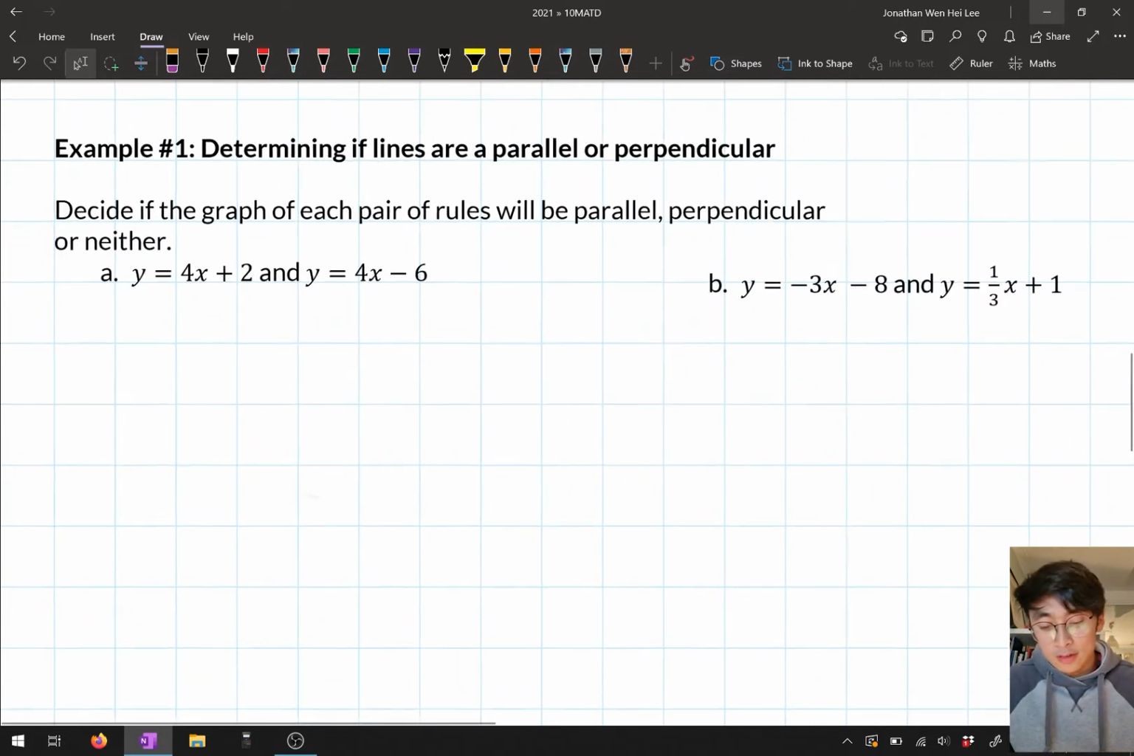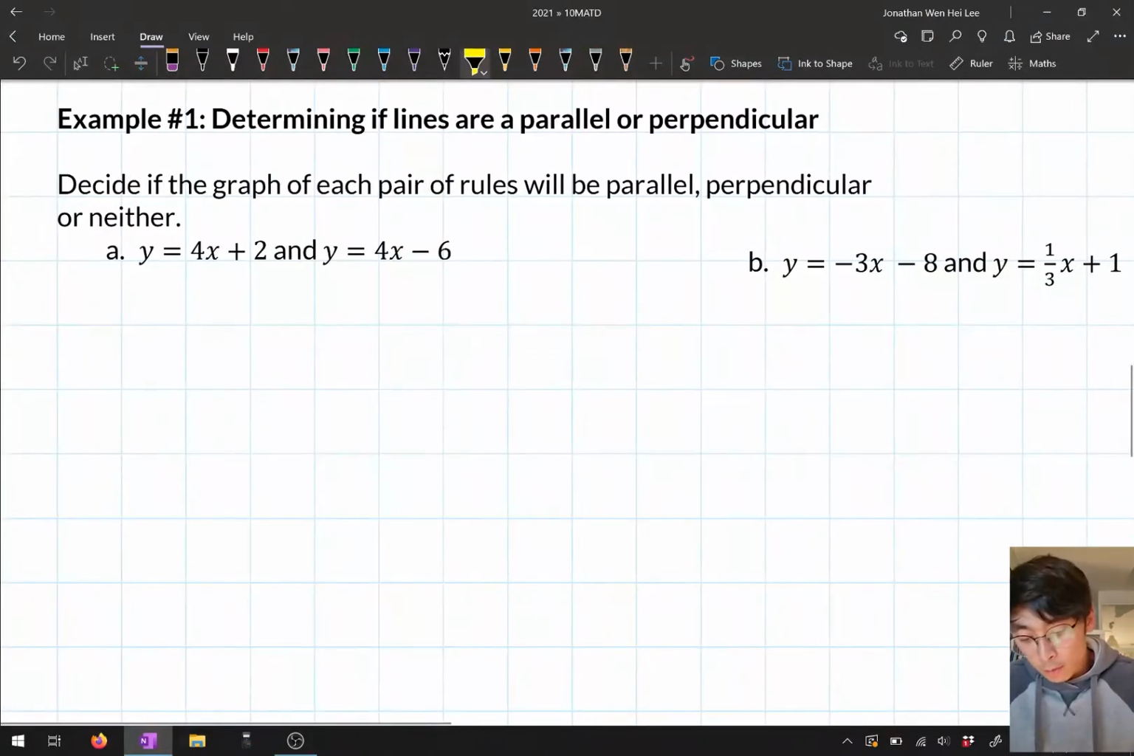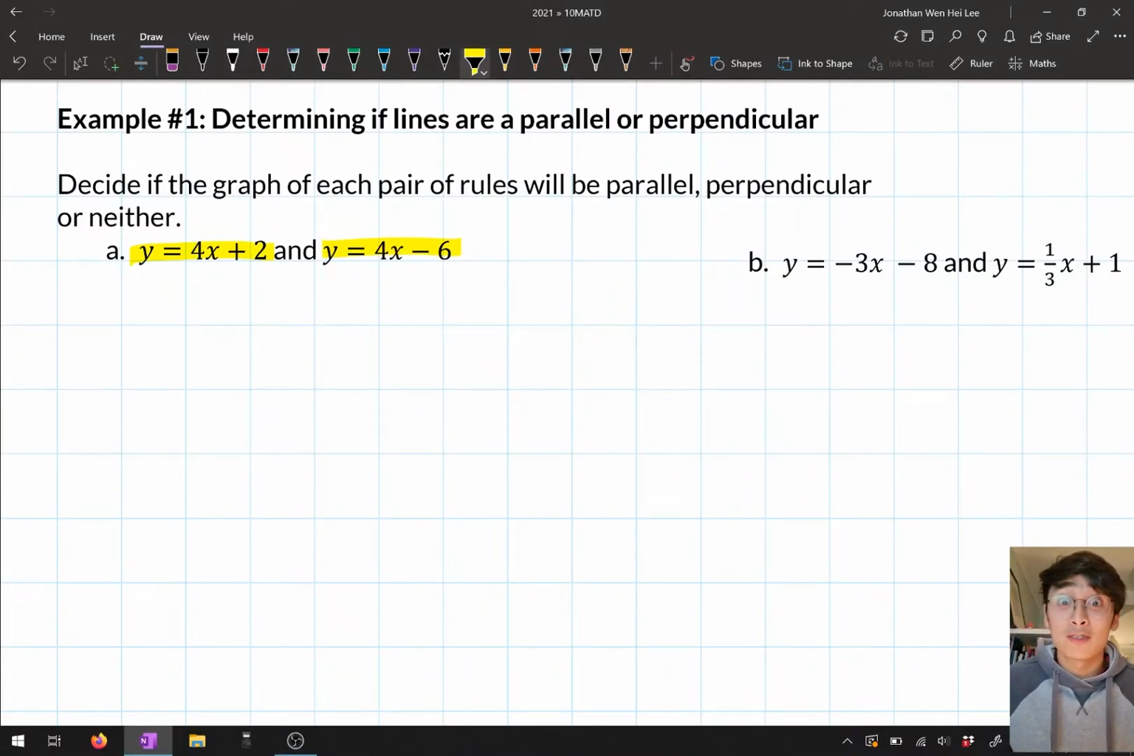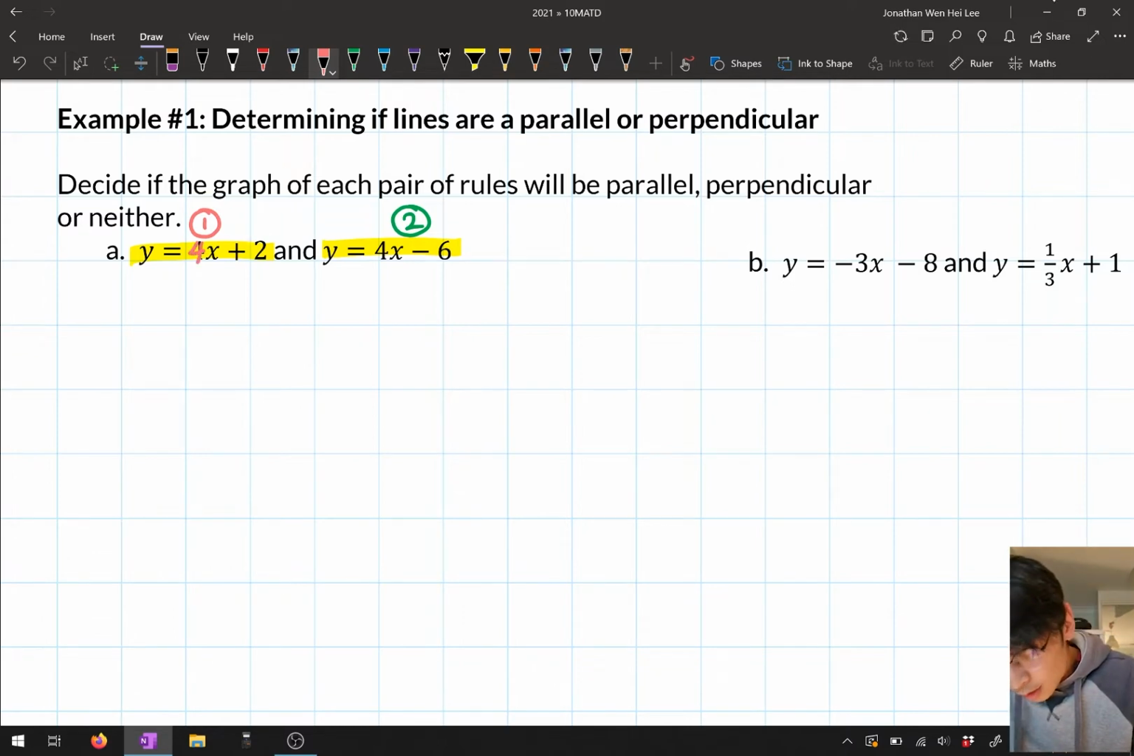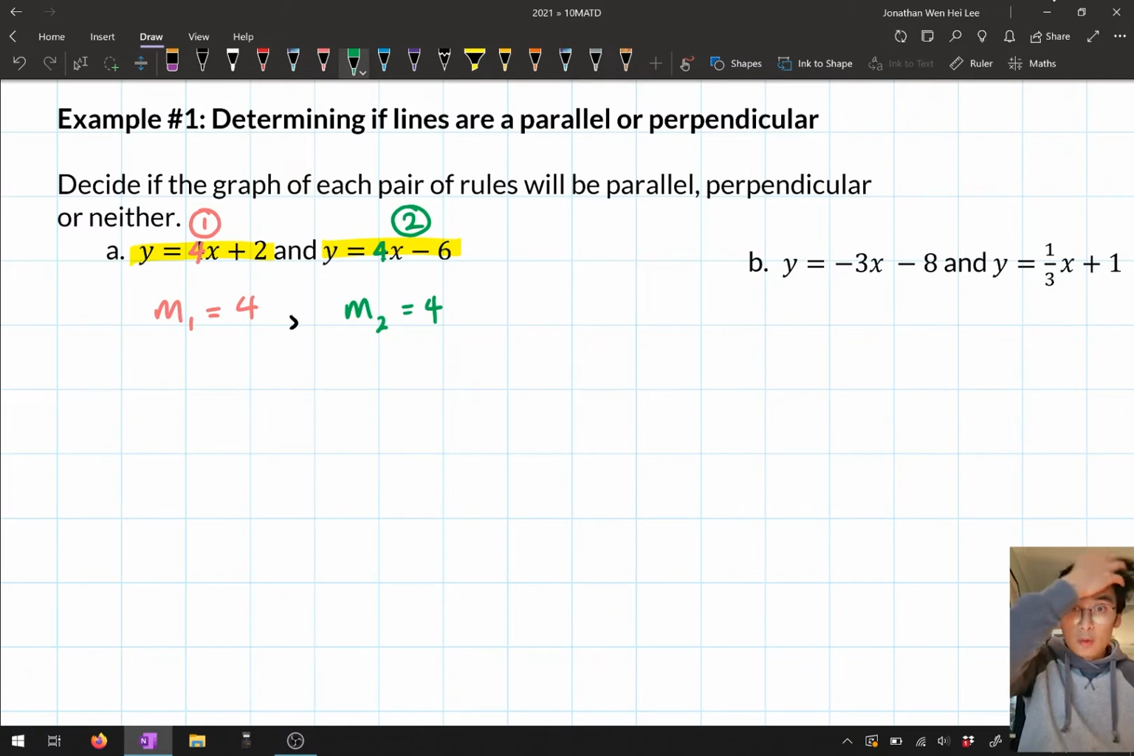So let's have a look at this first example. I've got my two lines here: y is equal to 4x plus 2 and y is equal to 4x minus 6. In the last lesson, we talked about finding the gradient of these lines, and these lines are written in gradient intercept form. Let's call this line the first line, and this one the second line. All we need to do is look for the number before the x. So here, this one has a gradient of 4. So m1, the gradient of my first line, is 4. And for m2, the gradient of my second line, what's the number before my x? It's also 4.